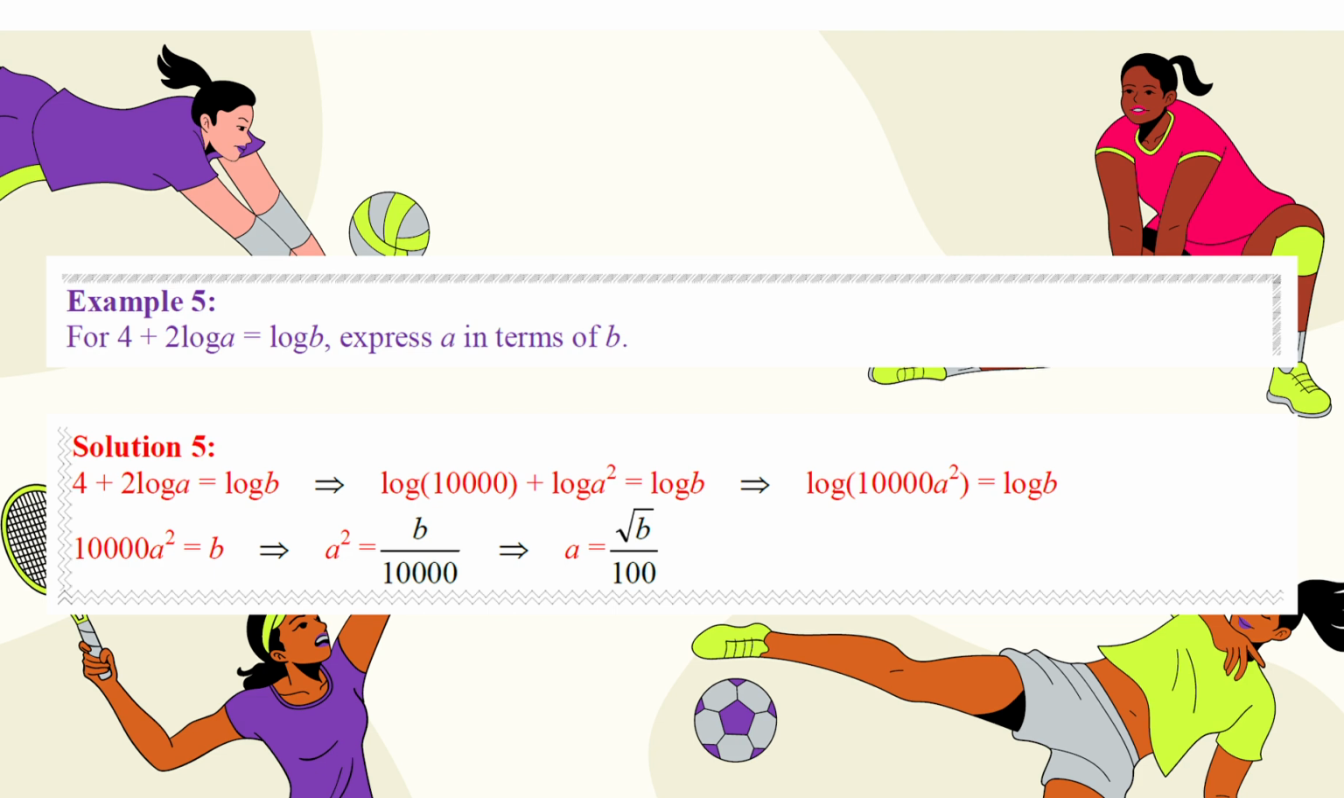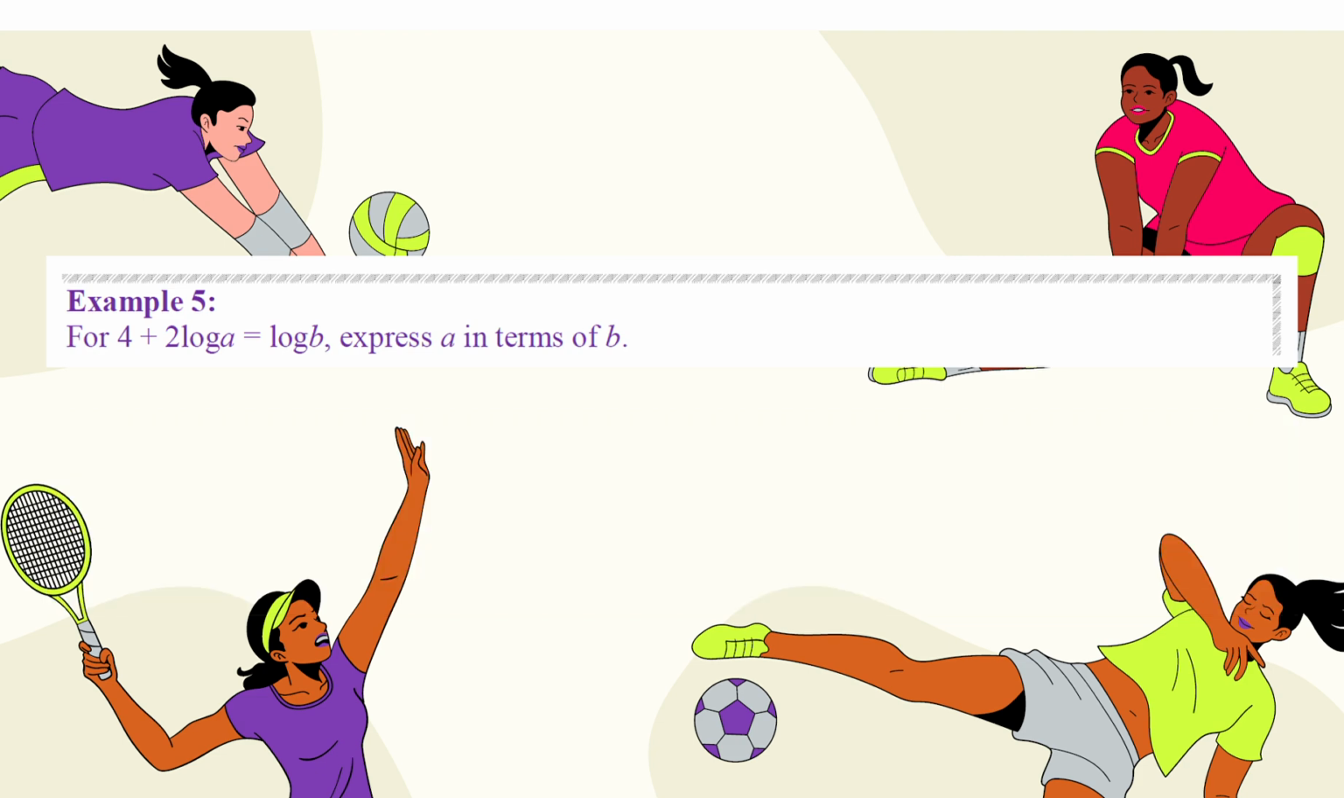Example. Sorry, too quick. Okay, look at it. Express a in terms of b.